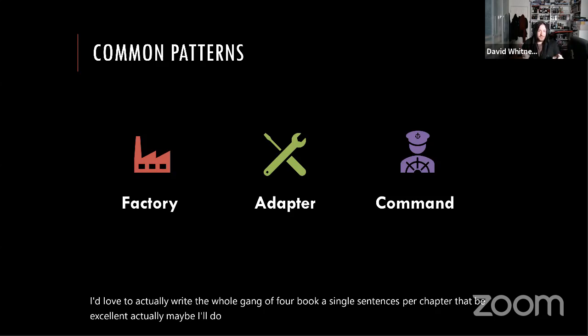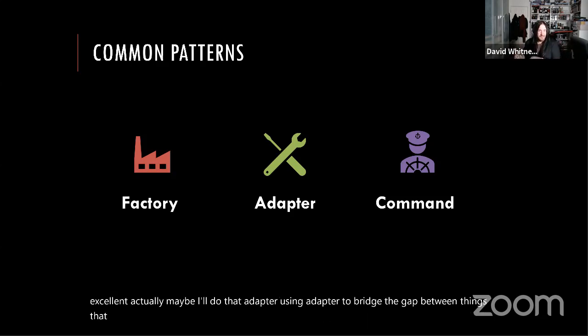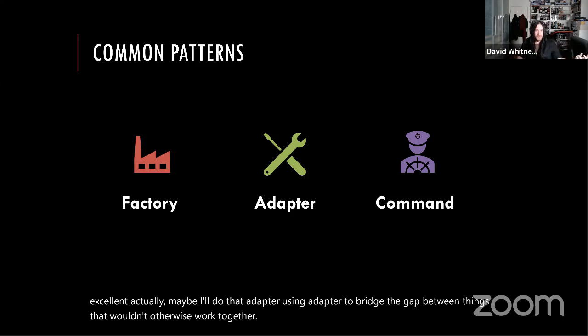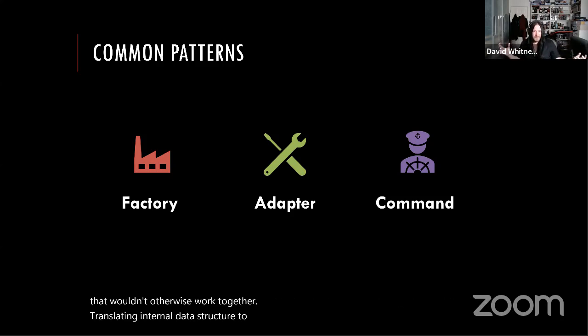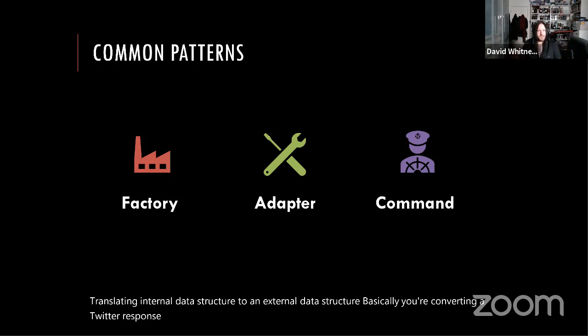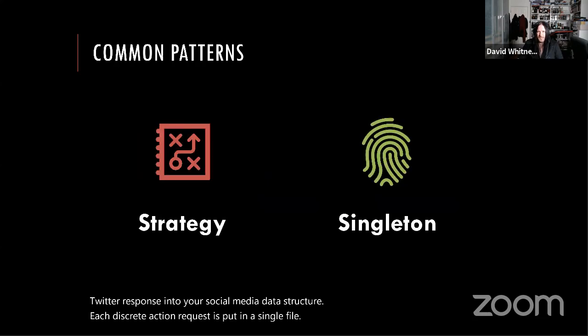Adapter. Use an adapter to bridge the gap between things that wouldn't otherwise work together, translating an internal data structure to an external data structure. Basically, you're converting a Twitter response into your social media data structure. Command. Each discrete action or request is put in a single file. And there's only 2 more.